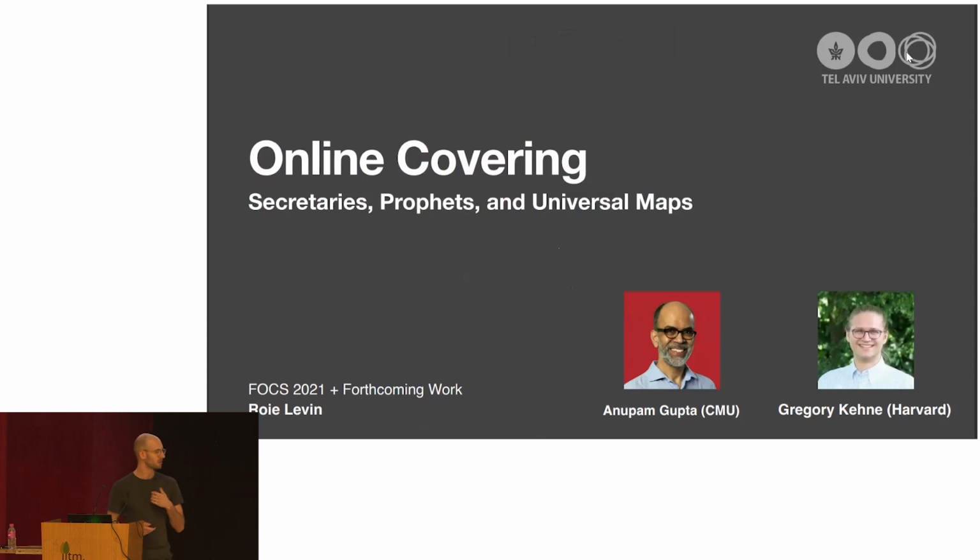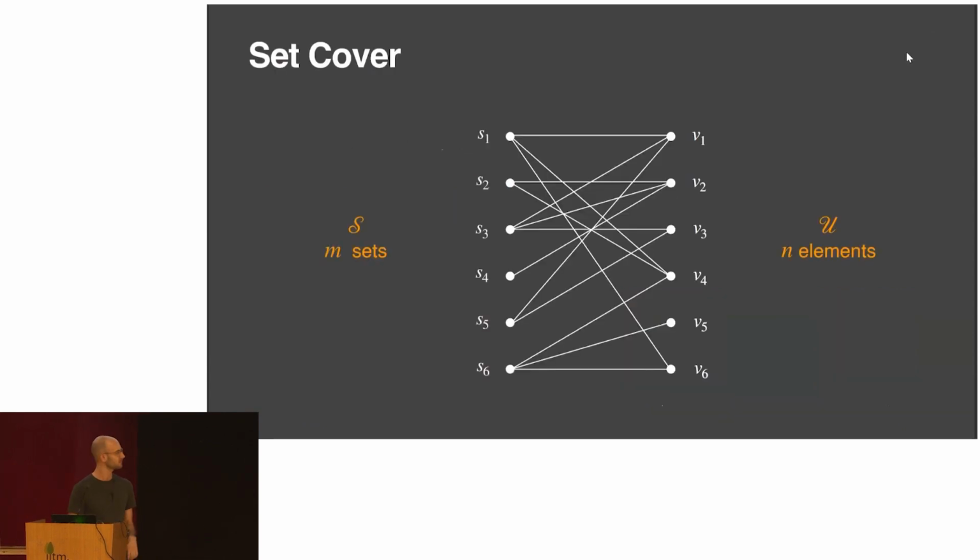Okay, so my name is Roy. Today I'll be talking about online covering, secretaries, profits, and universal maps. This is joint work with Anupam and Greg Keeney at Harvard. And this is based on a paper at FOCS last year and some forthcoming work. So it's kind of a blend.